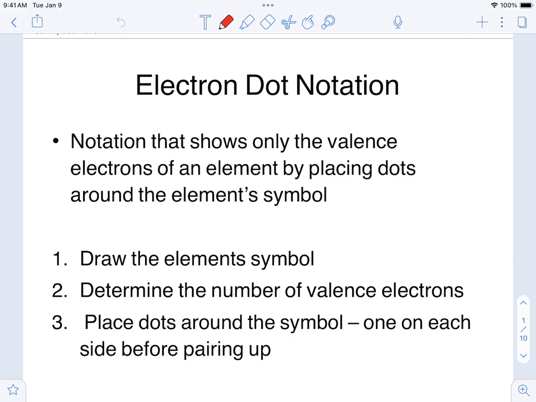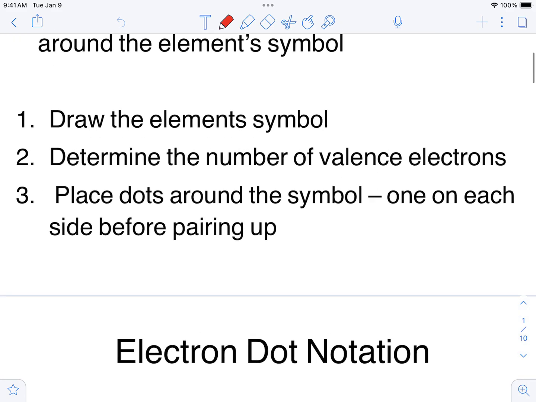We know that we can easily find the number of valence electrons of an element by looking at the group number on the periodic table. As you may remember, group 1A has one valence electron, 2A has two valence electrons, so on and so forth, all the way up to group 8A, which will have 8 valence electrons.